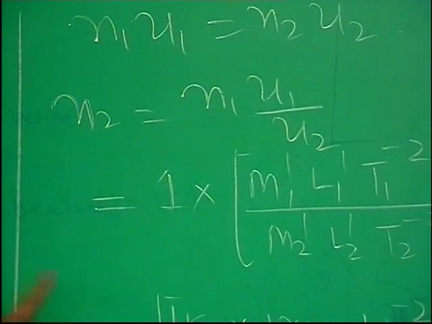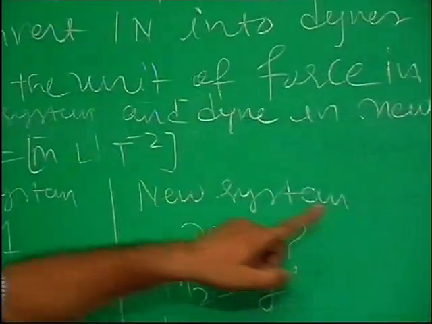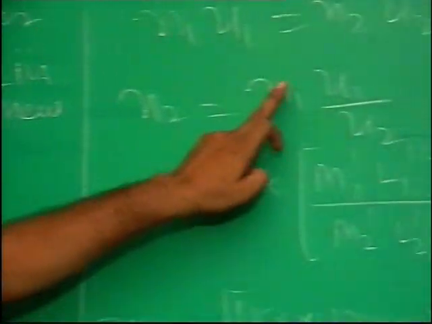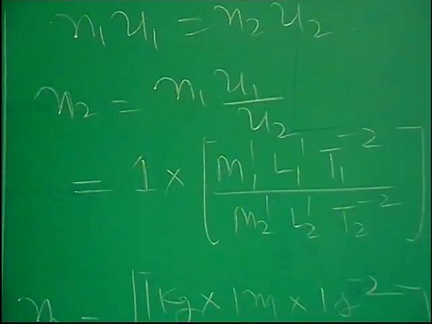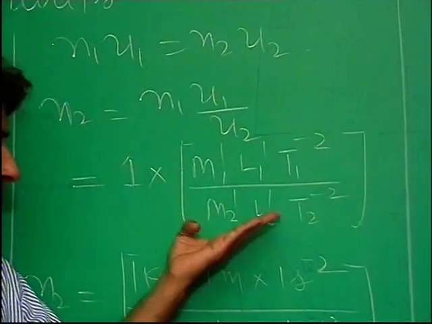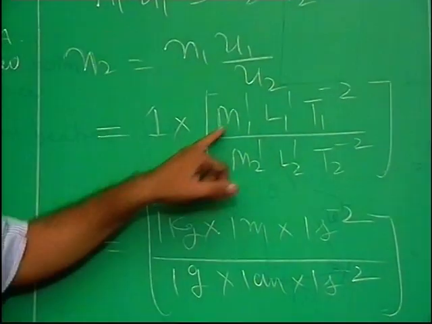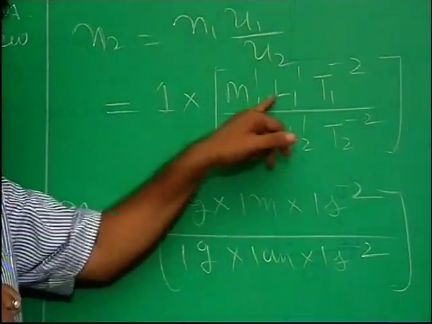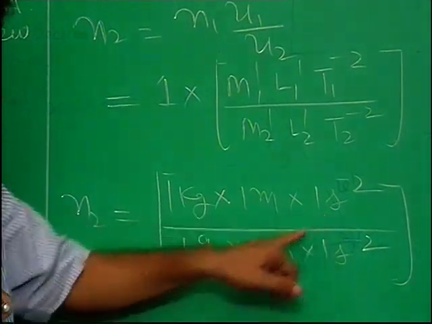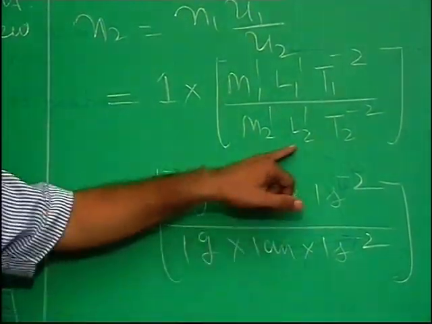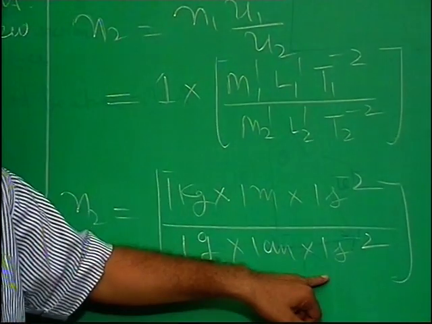So N1 is given to us 1, so we'll place it here 1. U1 M1 L1 T minus 2, U2 M2 L2 to 1 T2 minus 2. Now we'll place the value of M1 as 1 kilogram, L1 is 1 meter, T1 is 1 second, M2 is 1 gram, L2 is 1 centimeter, T2 is 1 second.